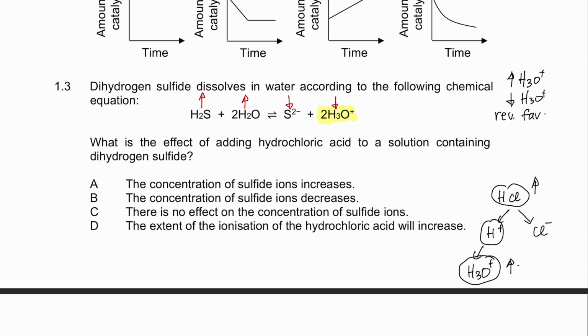So option A, the concentration of sulfide ions increases. Will sulfide increase? No, sulfide will decrease. So A is out. Option B, the concentration of sulfide ions will decrease. You can see that the sulfide ion decreases, so our answer is B.